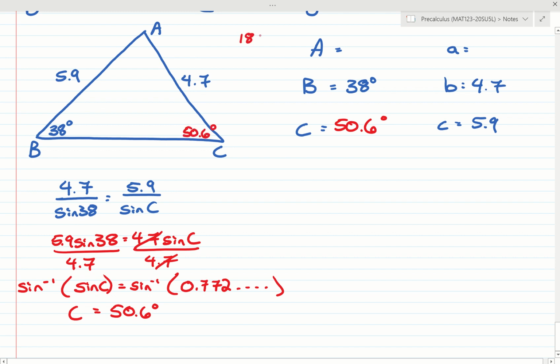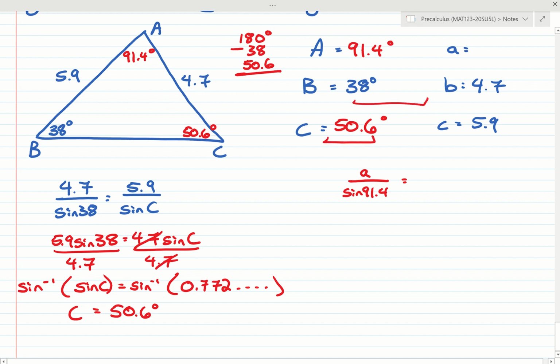So to get angle A, I'm going to do 180 minus 38 and 50.6. And my calculator is telling me angle A is 91.4 degrees. So now we just have to find side A. So I'll write side A over the sine of 91.4 is equal to, I don't want to use this because it's rounded, so let's use the B's, 4.7 over the sine of 38.